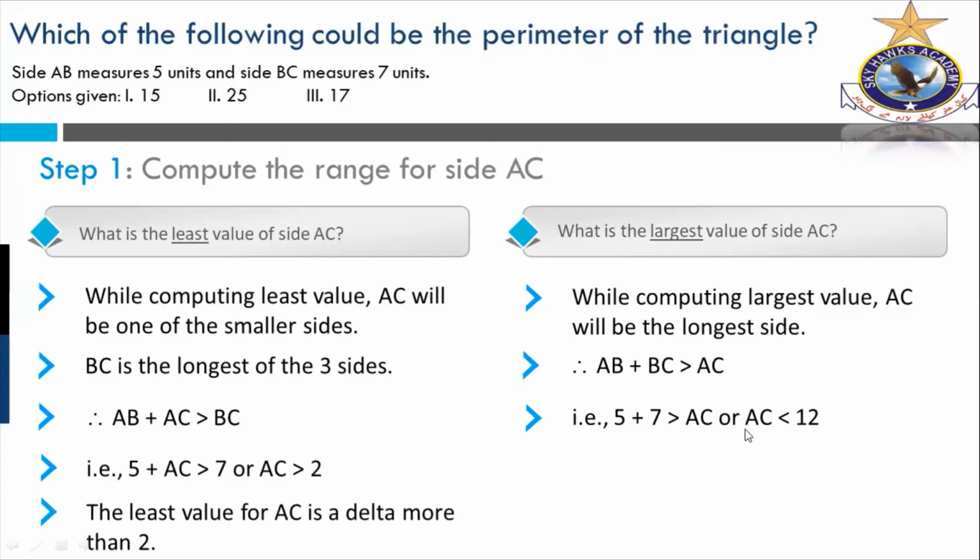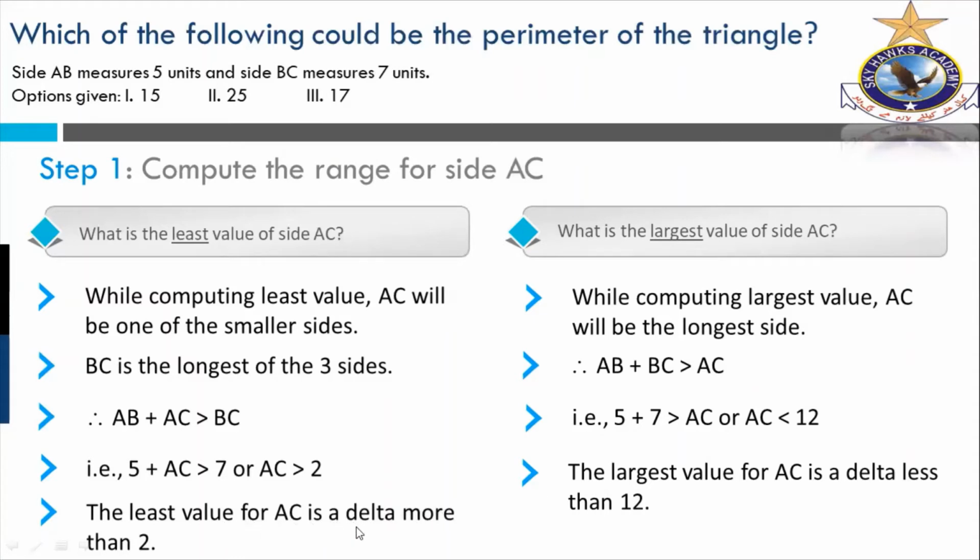So from here, can you conclude the result? The largest value for AC is a delta less than 12. The least value for AC is a delta more than 2. These are the final statements. You can see at the bottom these two parallel statements.